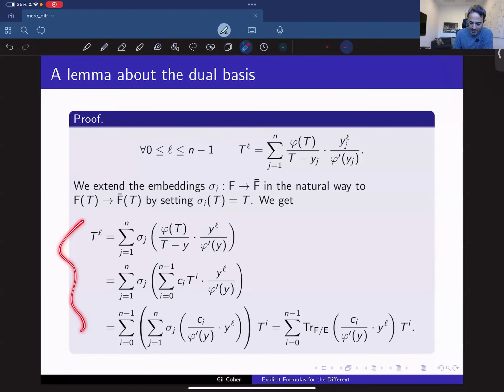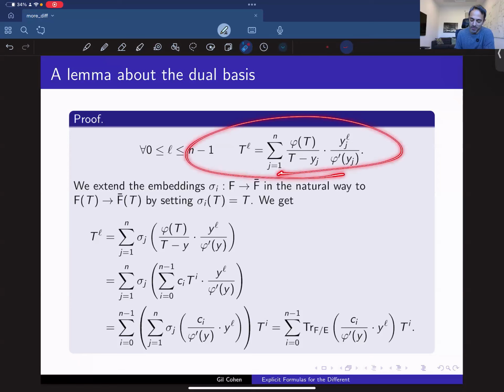And so what I'm doing here is I'm just going to apply a sigma j. So these two lines are maybe a bit too nitpicking. What I'm saying here is that now every embedding sigma I of f to f bar extends naturally to some function from the polynomials in t over f to polynomials in t over f bar, by simply applying the sigma I to the coefficients without touching t. Sigma I of t is just t. Don't worry about that.